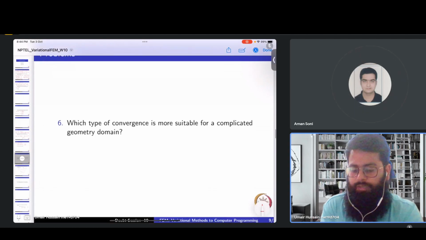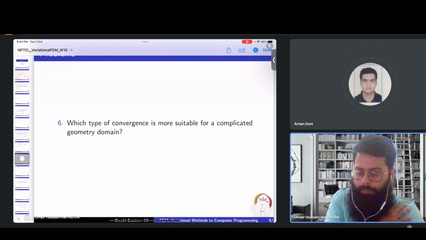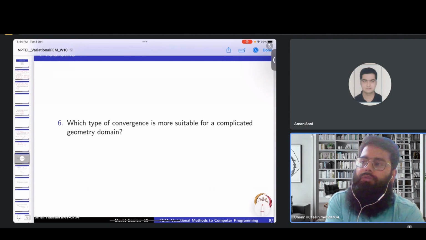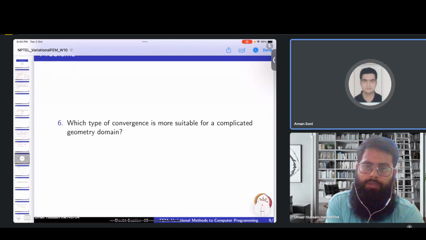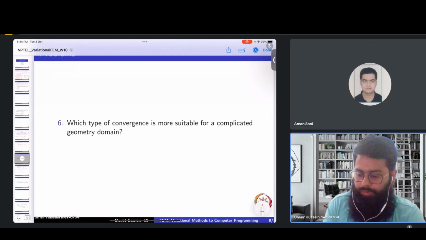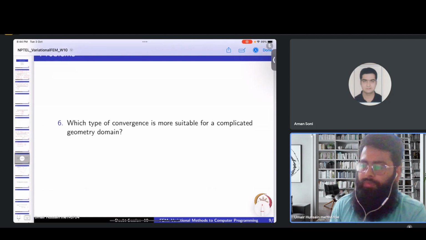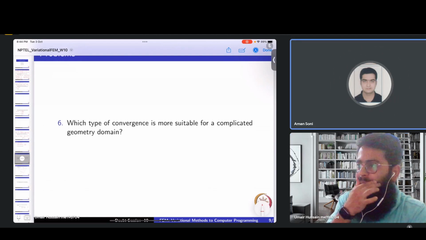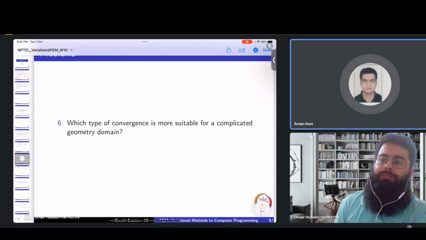So which type of convergence is more suitable for a complicated geometry domain? Have you heard about H convergence and P convergence? Yeah, I heard about it. Can you guess what should be the answer for this? But actually, I don't know the actual difference between these two.